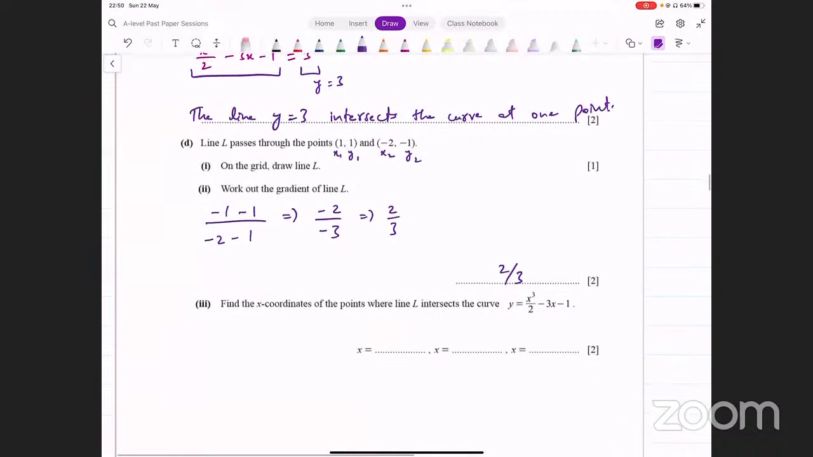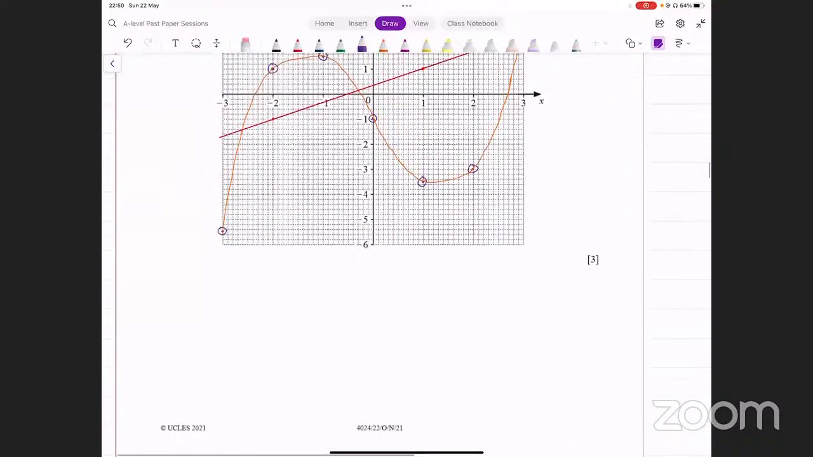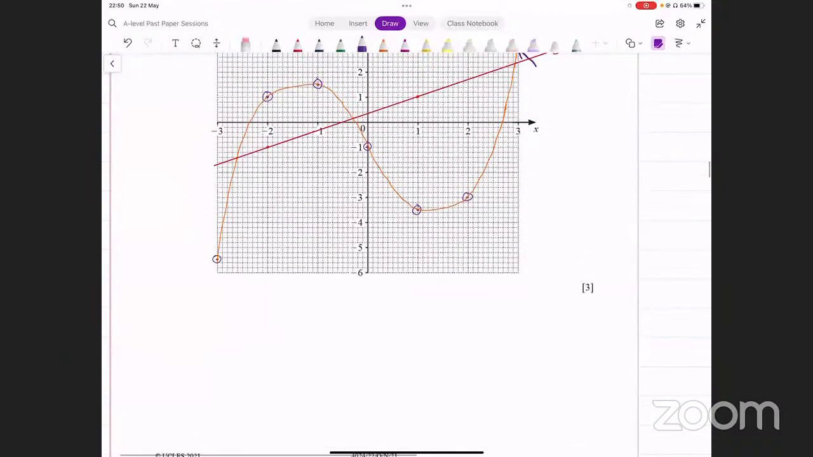OK. Find the x coordinates of the points where the line L intersects the curve. You have to find the x coordinates of these points. Now you already have drawn both the graphs, right? All you've got to do is go to your graph and read the x coordinates where they intersect, OK? So let's figure them out.